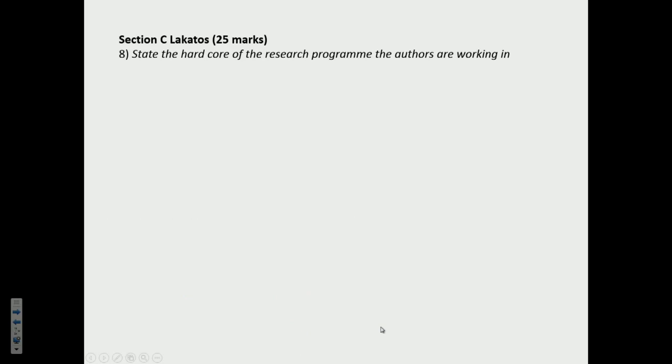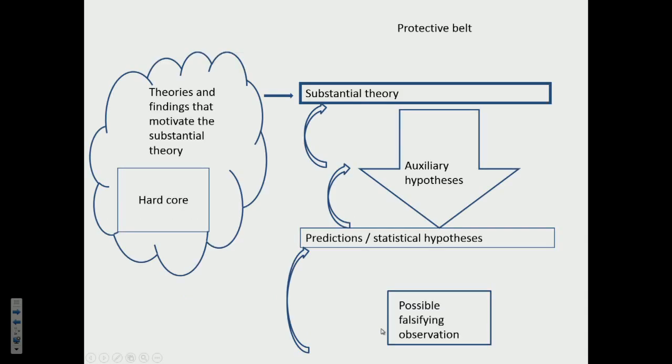We now move on to Lakatos. State the hard core of the research program the authors are working in. So we can go back to this diagram here and put a Lakatosian spin on it. So the hard core is a subset of stuff over here: theories and ideas that motivated the current substantial theory. It's a very particular part of it.